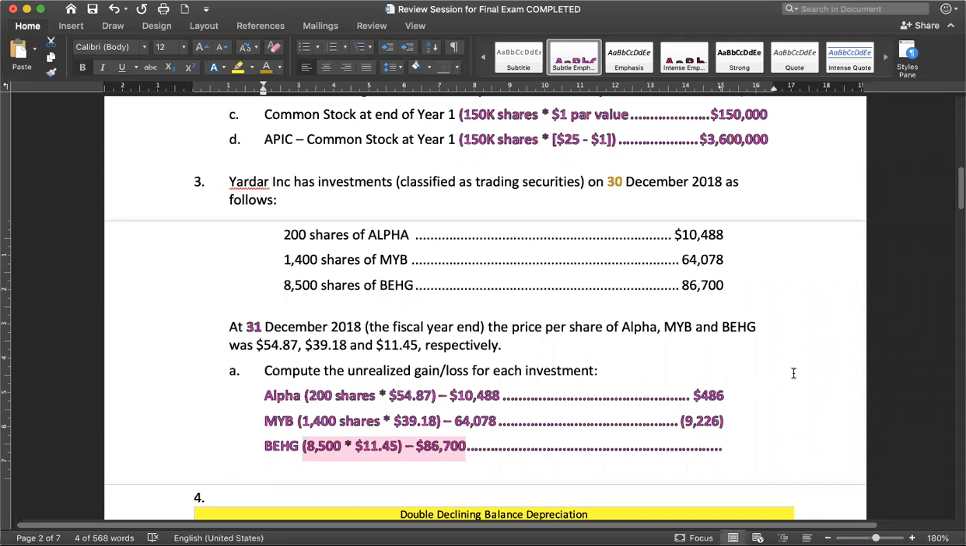Now, we still need to subtract away the cost, which was 86,700. So we've got then a gain of 10,625.